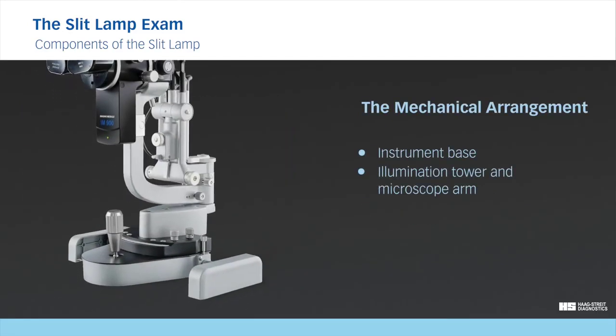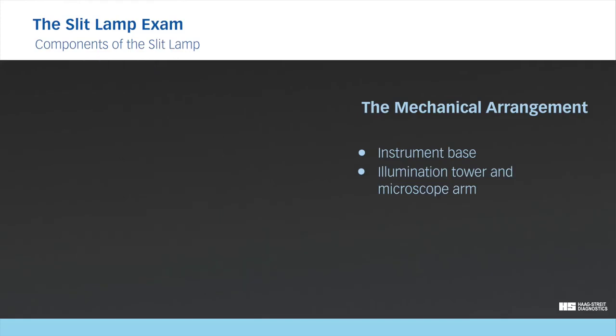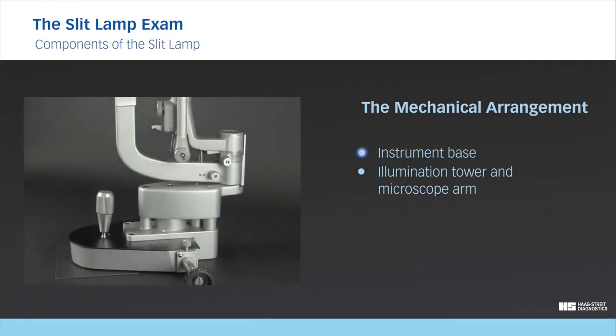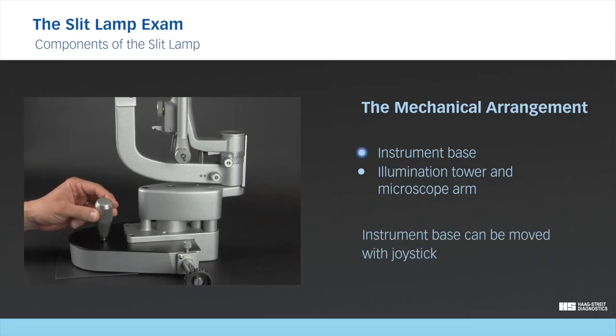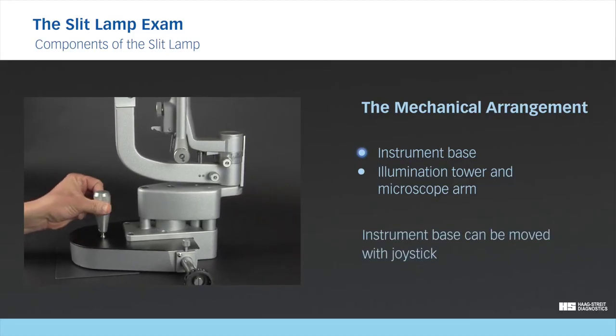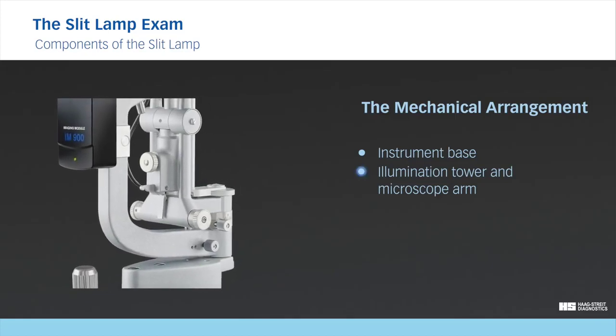The mechanical arrangement. The mechanical arrangement consists of the instrument base that supports the illumination tower and the microscope arm. The instrument base provides the platform to position the slit lamp in front of the patient and to control focus. The fine three-dimensional movements during the examination are controlled with the joystick. The illumination tower and the microscope arm share a common pivot. In normal use, the focus of the slit beam and that of the microscope are at the same point.